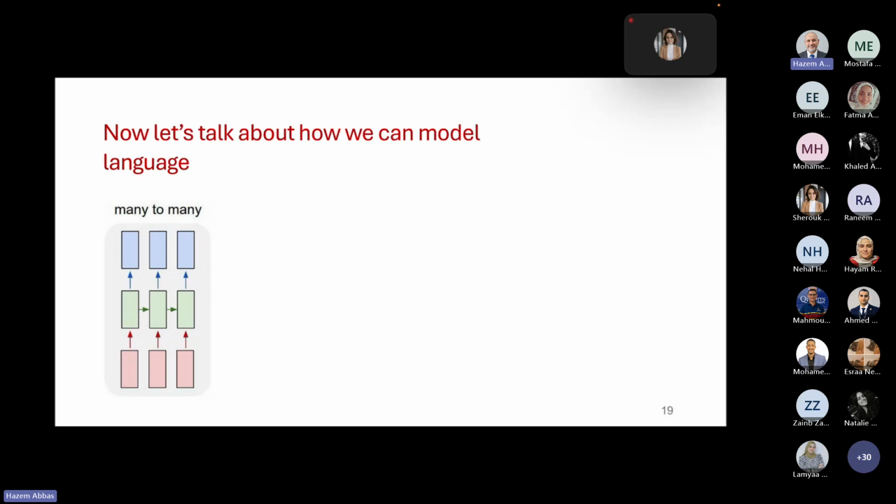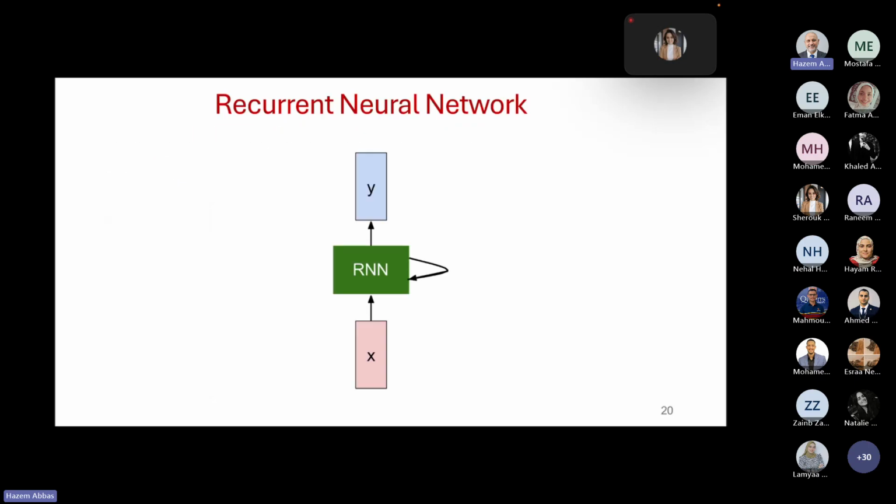So how can we model the language? Any language. We are going to use many to many. So we have our recurrent architecture. We have our input X at time t, and here we have recurrence in the hidden layer. It is recurrent, which means that the output from one time step will be used for the next time step. And then we have an output here, Y.